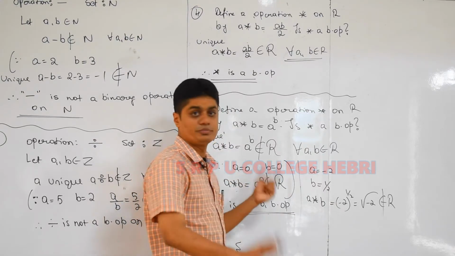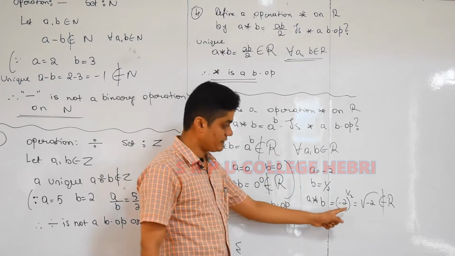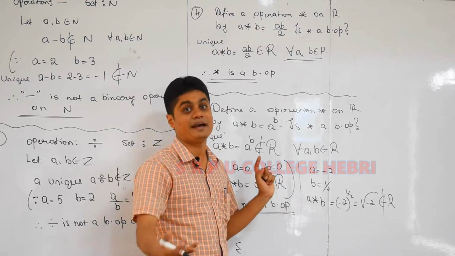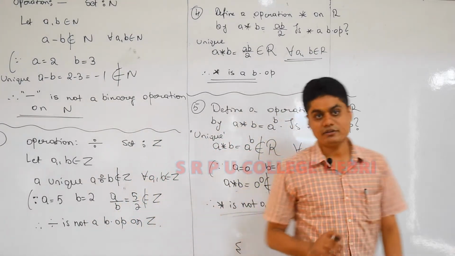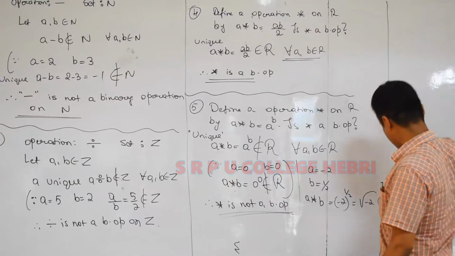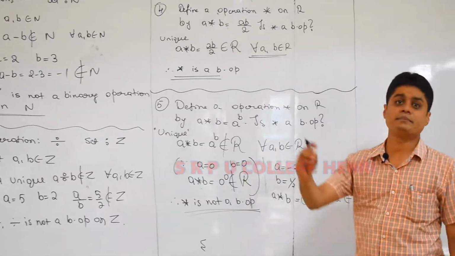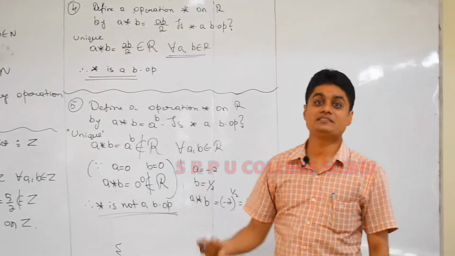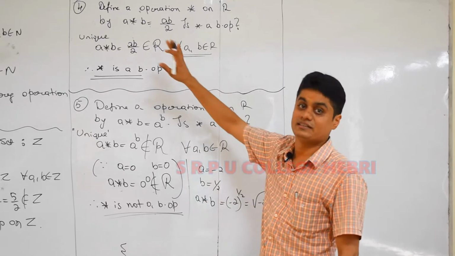So a equal to 0, b equal to 0: give this one example and you are done, not an issue. But if you are not able to recall it, you can recall it like this also. Bring in imaginary numbers. Let me take a few more examples to make this better, because usually the question asked is to define a binary operation or give an example of a binary operation, or whether a given operation is a binary operation or not.